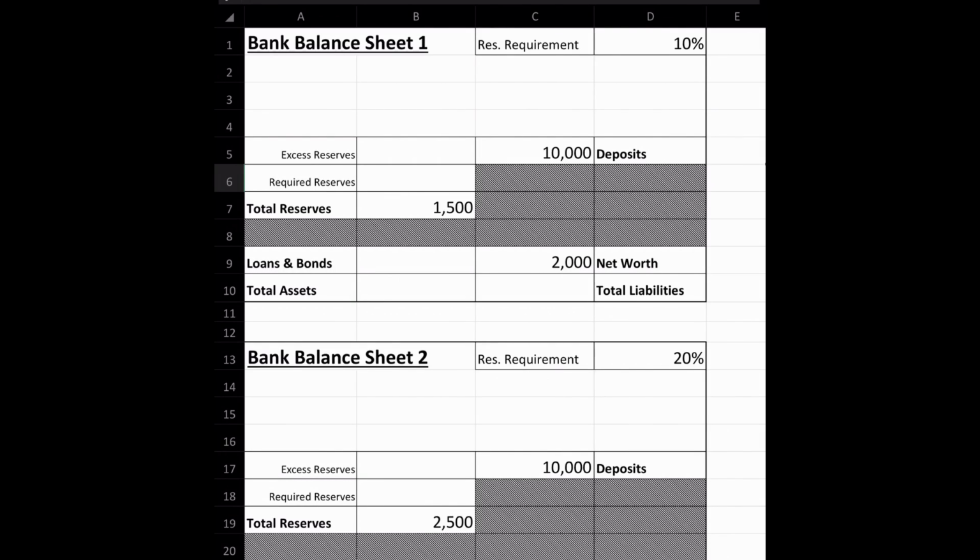Hi everyone, we are back now to go over several worksheets. So this first worksheet that we're going to be going over, I will upload a blank copy for y'all, is the bank balance sheet worksheet.